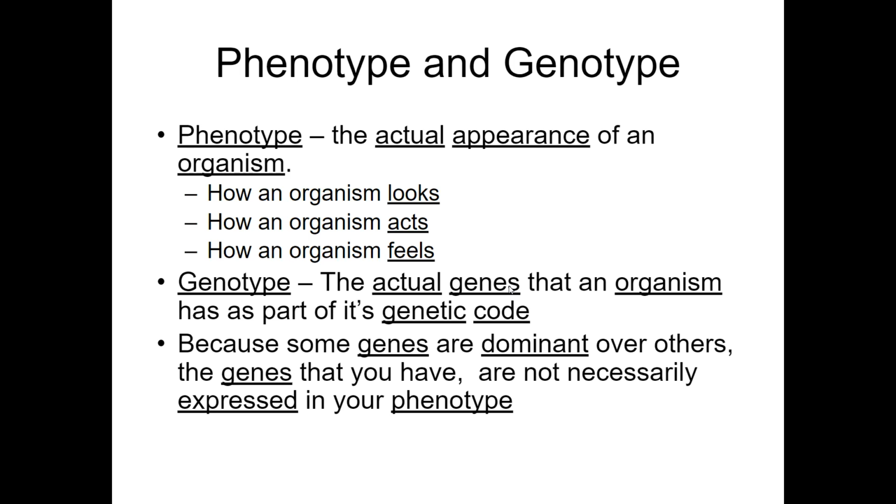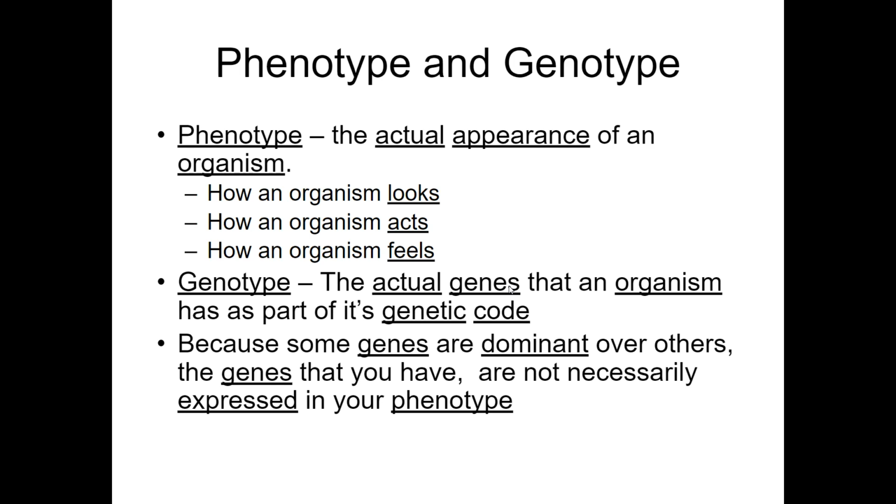Because some genes are dominant over others, the genes that you have are not necessarily expressed in your phenotype. What that means is that sometimes, let's say you have a dominant gene, say brown eye color. Let's say you have brown eyes, but your mom has blue eyes. And let's say that both of her parents had blue eyes, which means she could only give you blue eyes. So she gives you blue eyes, but because your dad has brown eyes and both of his parents had brown eyes, he gives you brown eyes, and brown eyes is a dominant trait.